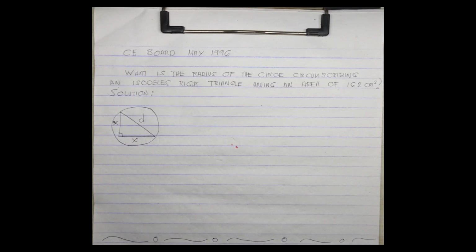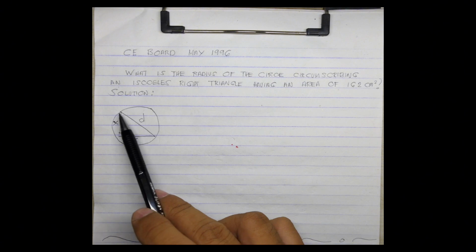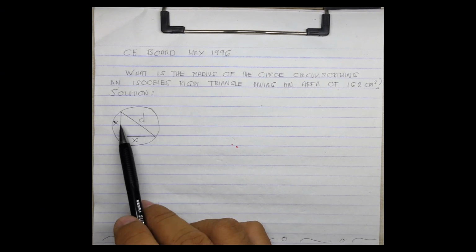So good day guys, we have here another civil engineering board exam given last May 1996. So the problem states, what is the radius of the circle circumscribing an isosceles right triangle having an area of 162 square centimeter? So first we're going to draw the problem. So here the circle, and this one is the isosceles triangle.